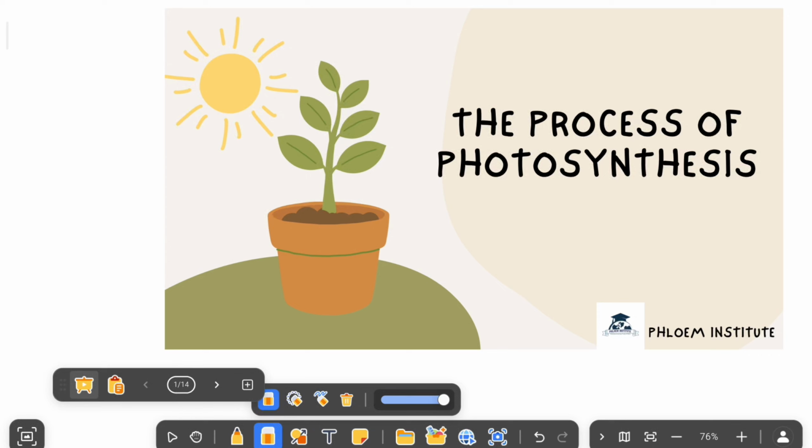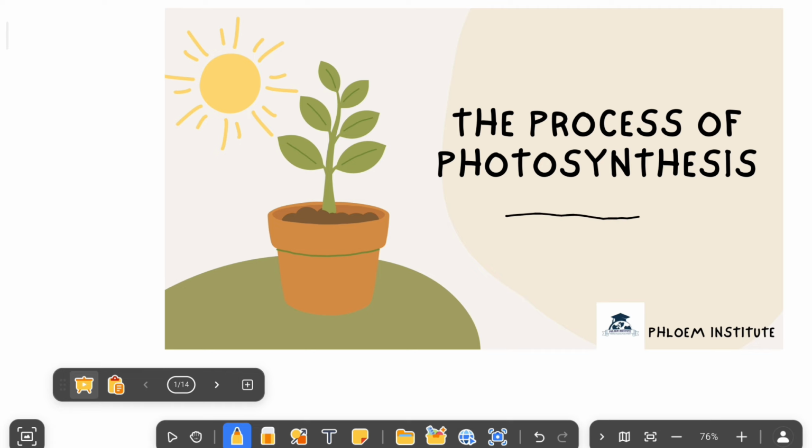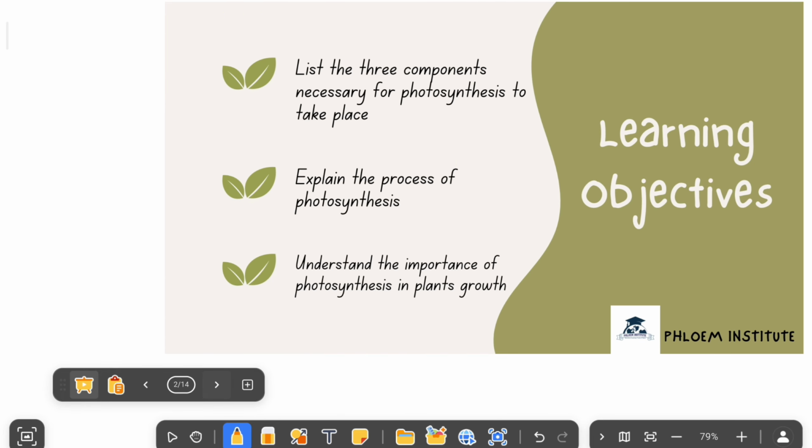Today we are cracking the code on how plants actually make their own food. It's a process you have probably heard of since primary school, but we are going to go deep into the actual science behind the process of photosynthesis. And remember, this is a very important topic for your exam. So let's see what you are going to learn.